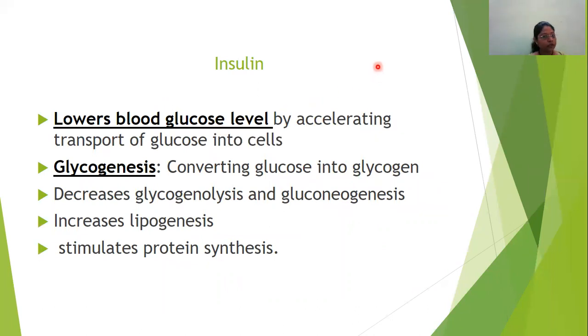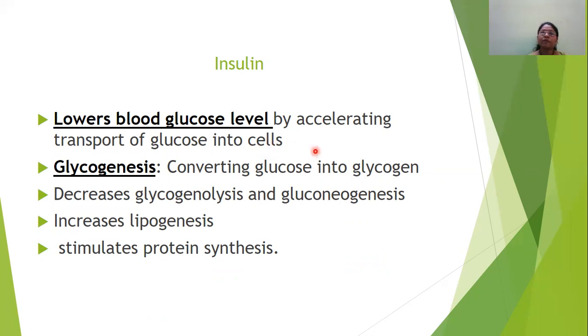Now, what are the functions of insulin? The main function of insulin that you may know is that it lowers the blood glucose level. But how does it lower the blood glucose level? It does it by accelerating the transport of glucose into the cell. When we eat food, it is broken down. Most of the time we eat food in the form of starch, and that is degraded and converted into glucose.